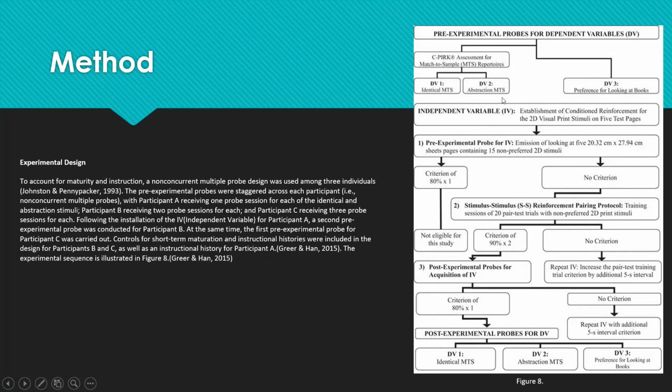And we can see how the independent variable is established: conditioned reinforcement for the 2D visual print. This is established by reinforcing 2D visual print stimuli on 5 test pages. Then we can see the pre-experimental probe for the independent variable here, and in the end, post-experimental probes. And here is the stimulus reinforcement pairing protocol. These sessions are all reinforcing the 2D visual print stimuli. And then we get the results.